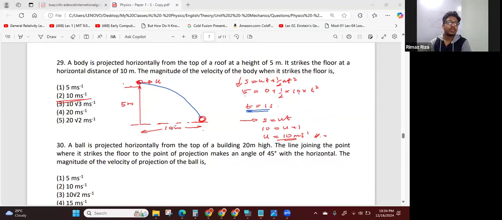So the displacement is 10, and u is for the horizontal direction. We consider the horizontal component constant throughout the motion. So u times the time, which is 1 second, gives 10. Therefore, u equals 10 meters per second. Is that clear, Hirosh?